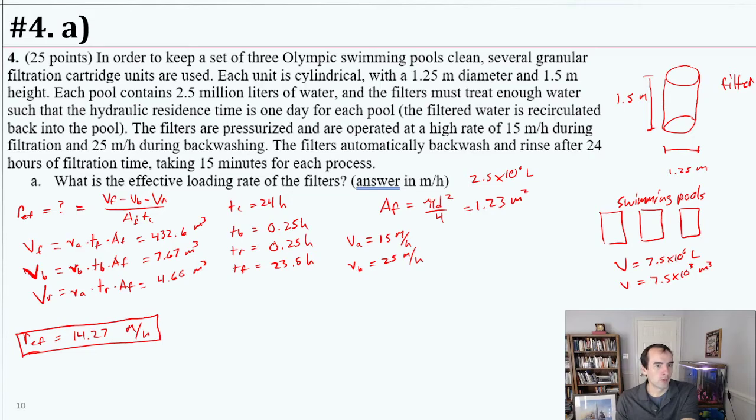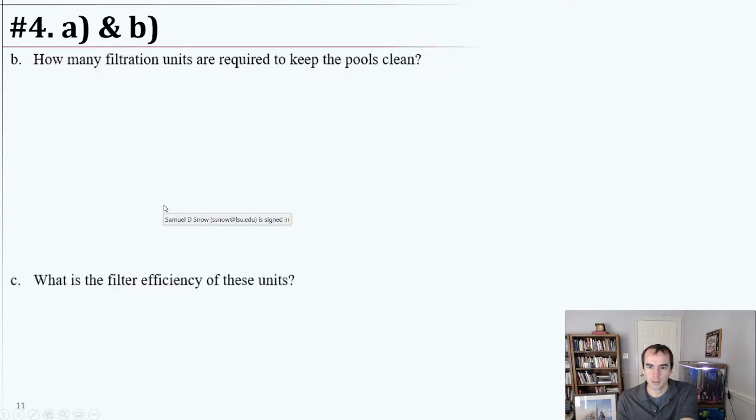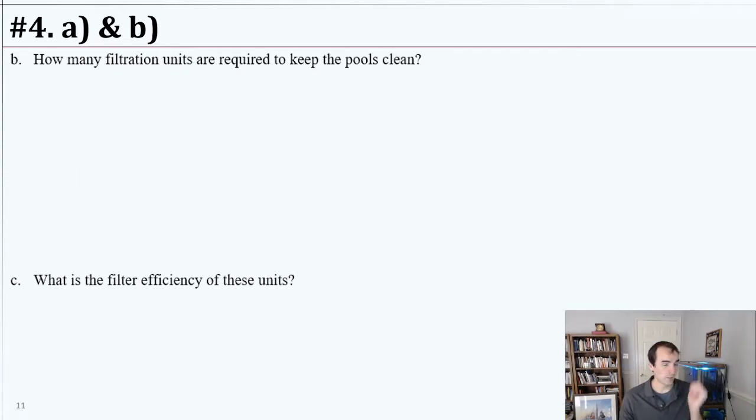Okay, so that's it for part A. Part B says how many filtration units are required to keep the pools clean. So essentially what we're going to do there is take the total flow that we need to meet some total flow.